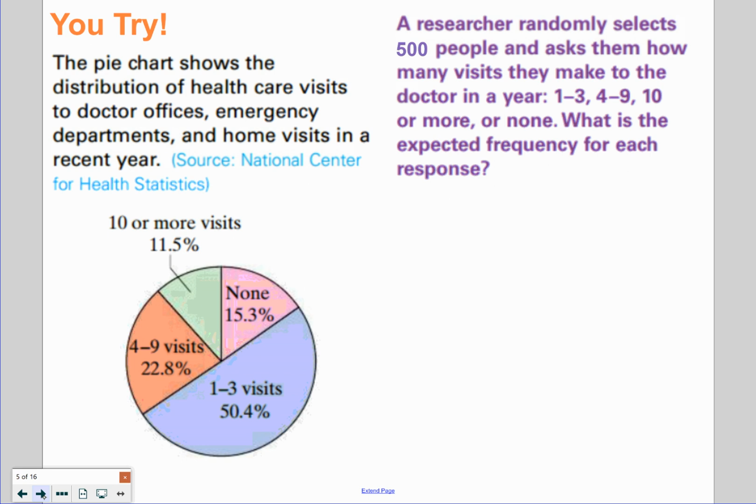Okay, so you don't have the observed frequencies, but you don't need them here. That's fine. Find the expected frequencies for each, and you can have decimals for expected frequencies. Don't worry about rounding.